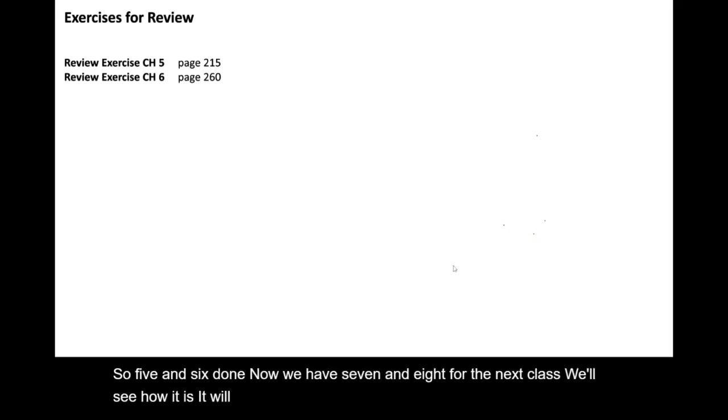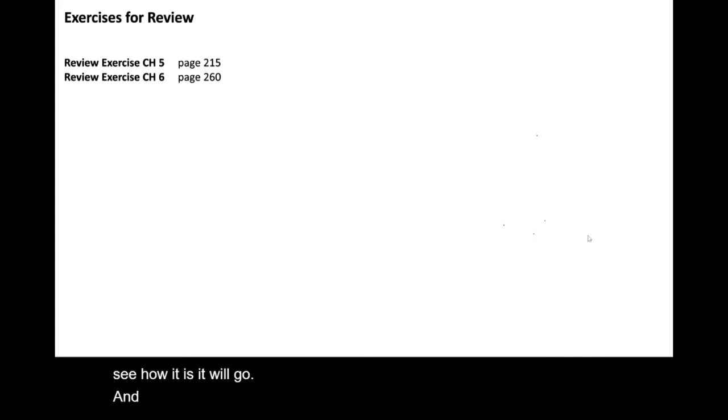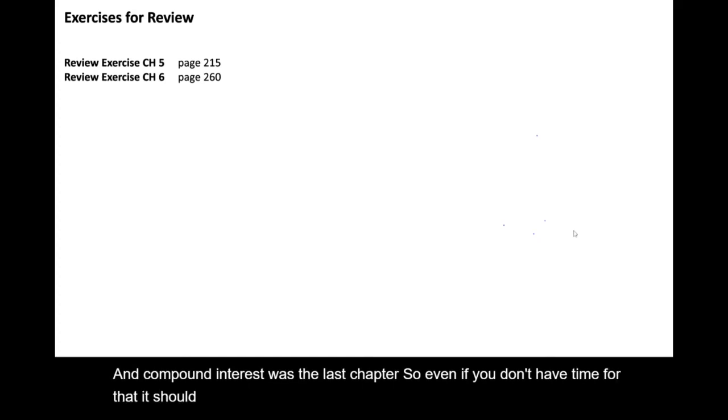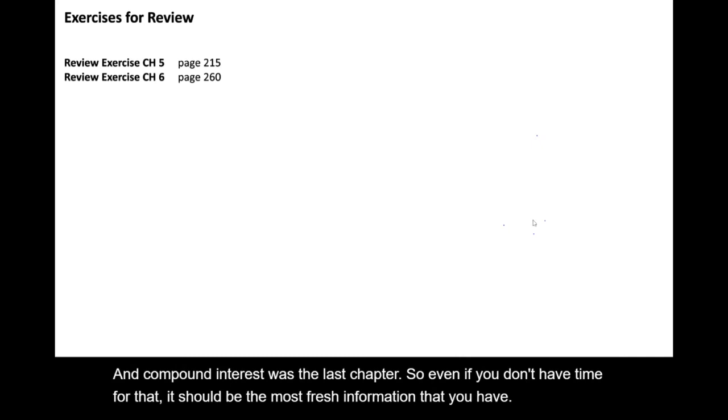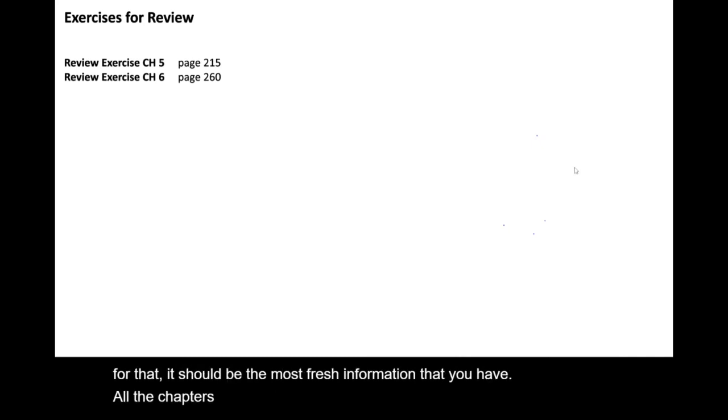Okay. And what we will do next 2 classes, we will review the rest of the material. So 5 and 6 done. Now we have 7 and 8 for the next class. We'll see how it will go. And compound interest was the last chapter, so even if you don't have time for that, it should be the most fresh information that you have. All the chapters, Ariel, from 5 to 10. That's the comprehensive exam.